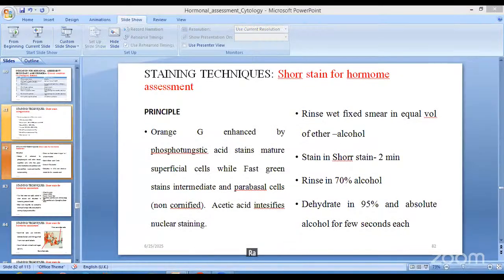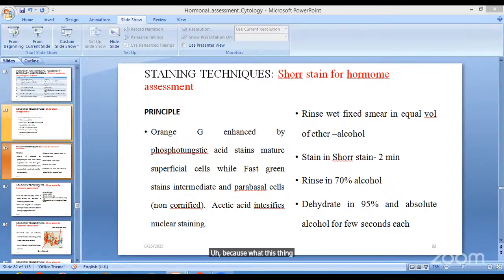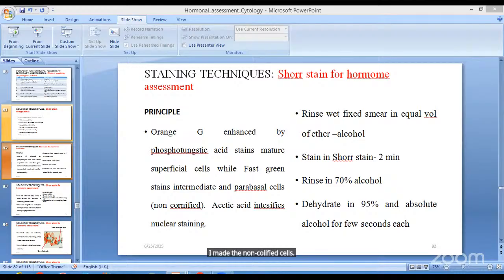Orangey G, this is the principle enhanced by tannic acid, stains mature superficial cells, because what this stain is useful for is that it's going to enhance the conification ability of the mature cells. So Orange G gets that done effectively, while Fast Green stains intermediate and parabasal cells, I mean the non-conified cells. Acetic acid is there to intensify nuclear stain.